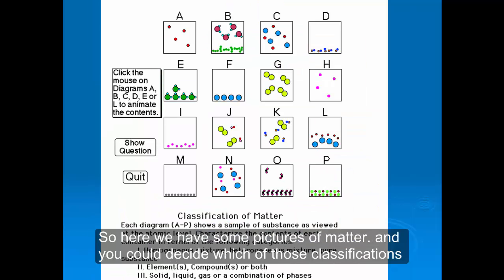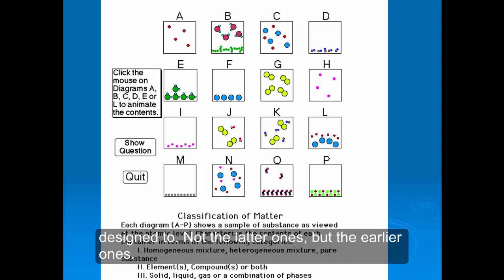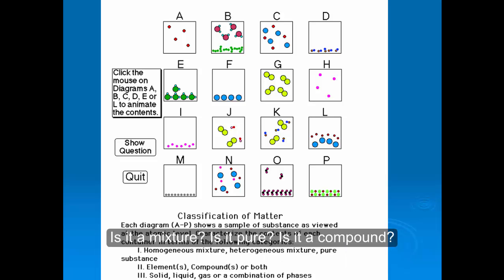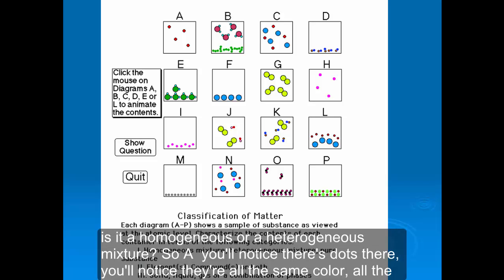So here we have some pictures of matter, and you could decide which of those classifications does it go into, not the latter ones, but the earlier ones. Is it a mixture? Is it pure? Is it a compound? Is it a homogeneous or a heterogeneous mixture?